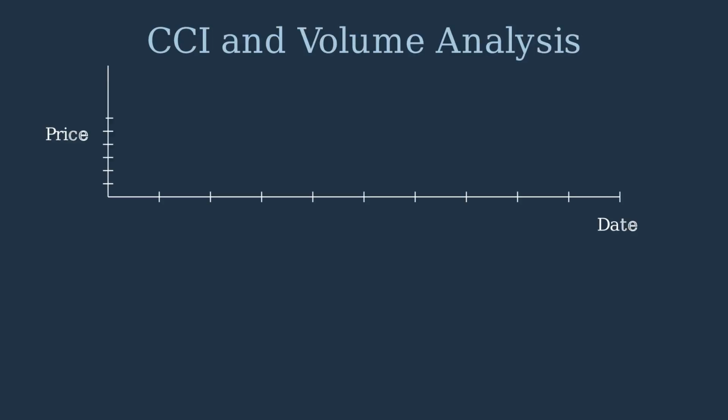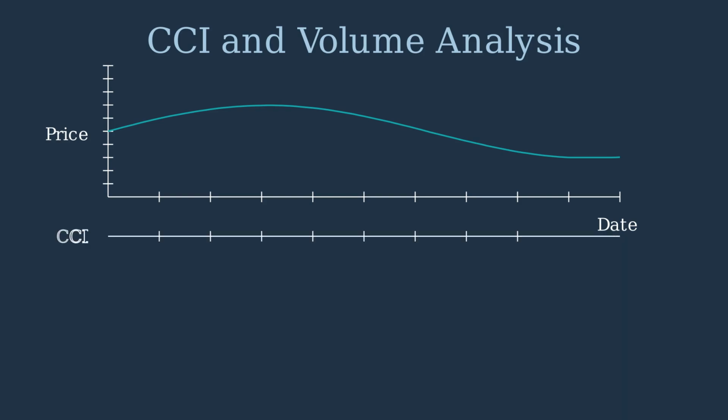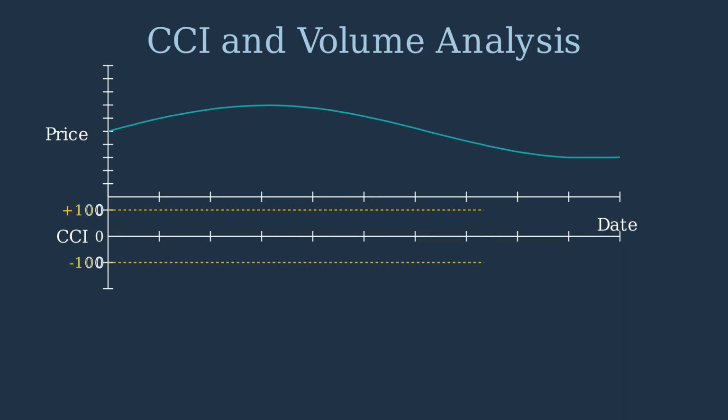Combining CCI with volume analysis significantly enhances signal reliability. When analyzing price action using the commodity channel index, adding volume data provides confirmation of the strength behind market moves. The CCI indicator helps identify overbought and oversold conditions with the plus 100 and minus 100 thresholds.